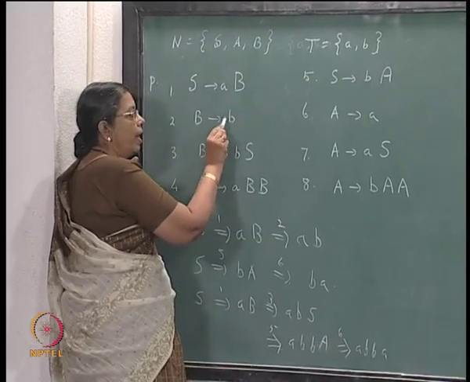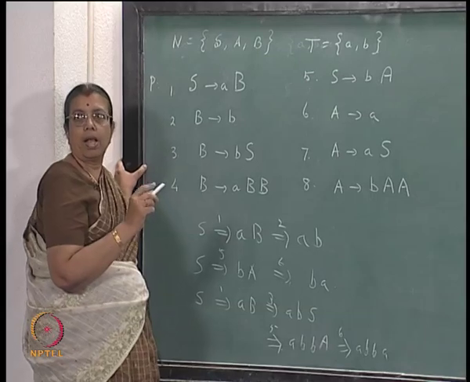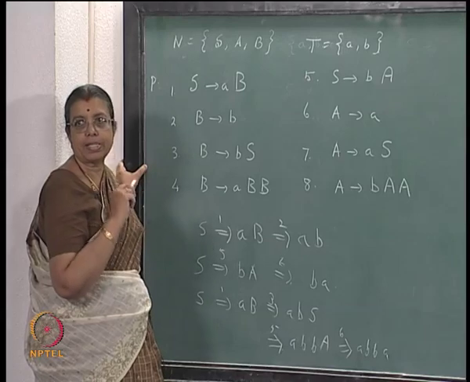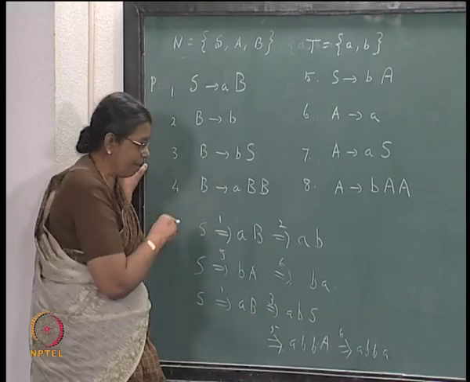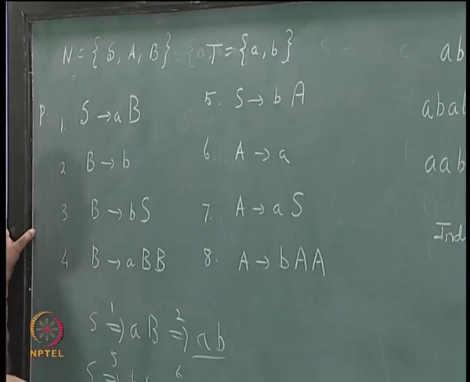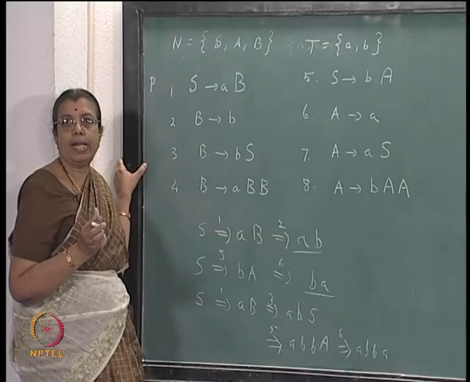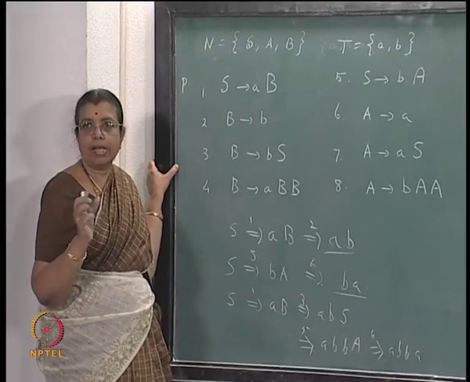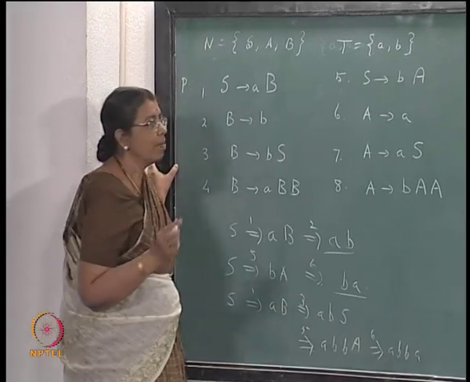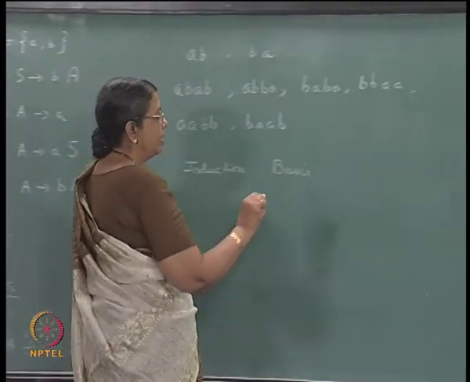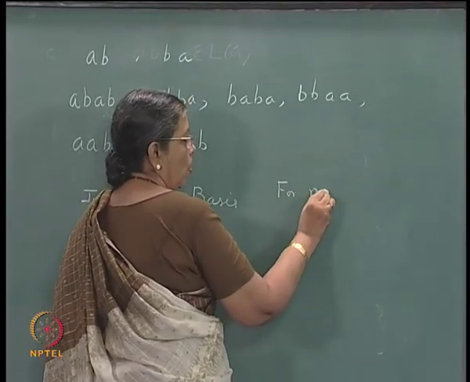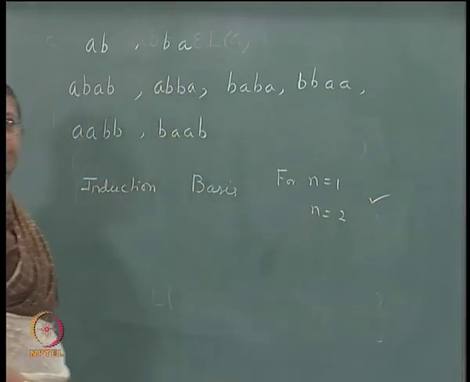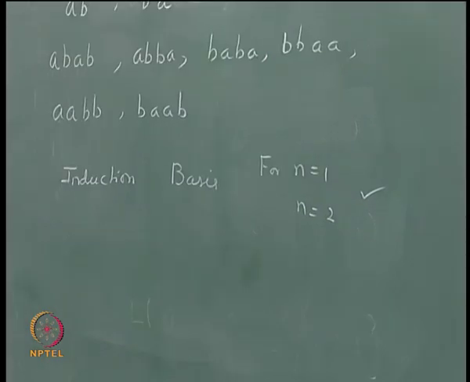From B you can derive a B which has got one more B than it has A's. So, the induction hypothesis is satisfied. From S we have seen that you can derive AB or BA, that is the smallest string you can derive from S, and that has 1 A and 1 B. So, it has got equal number of A's and B's. So, the basis class for n is equal to 1, n is equal to 2, you have checked, right. So, the basis class holds.